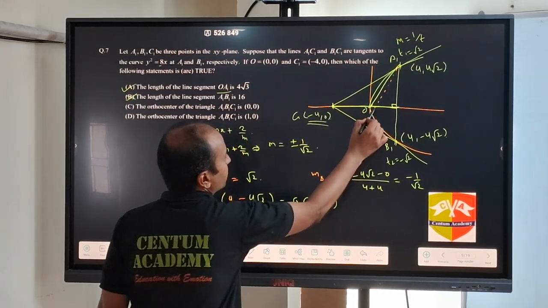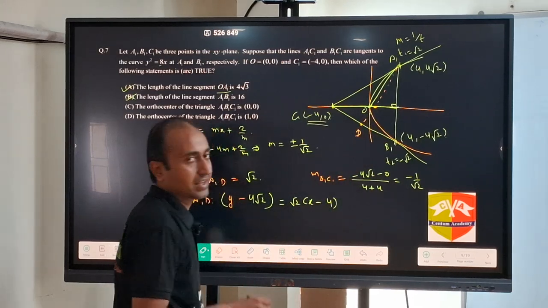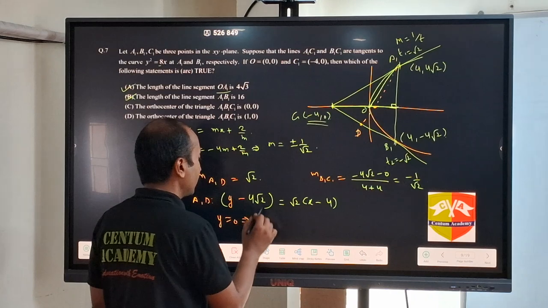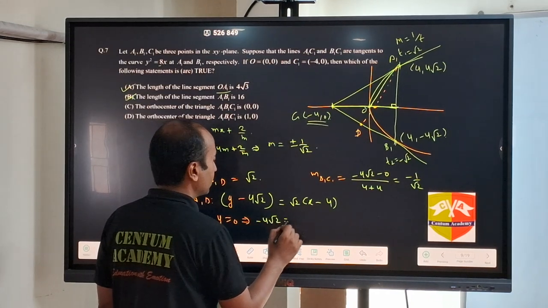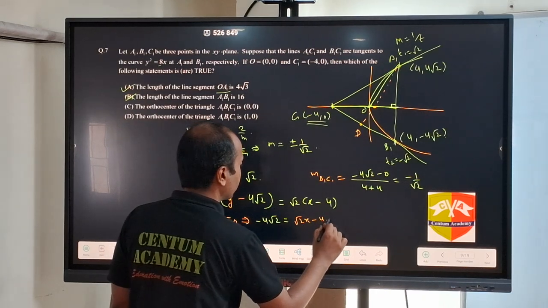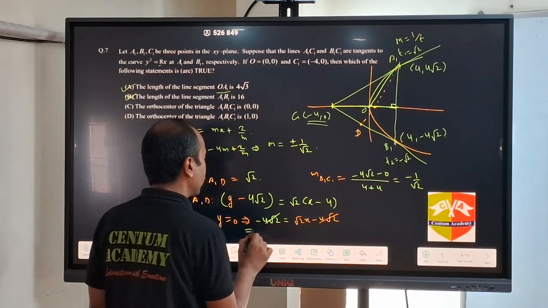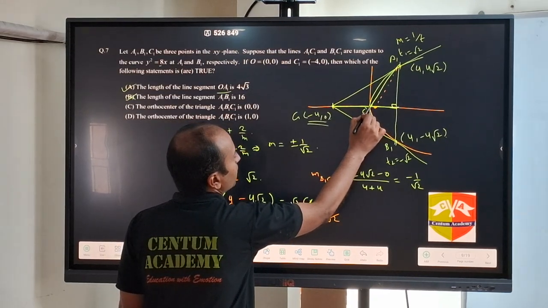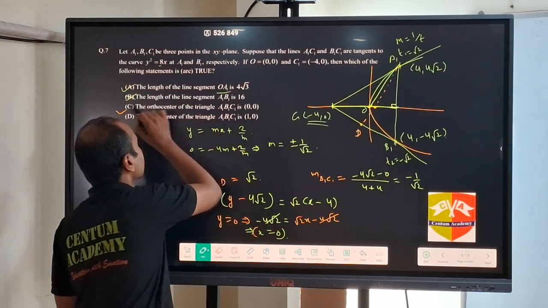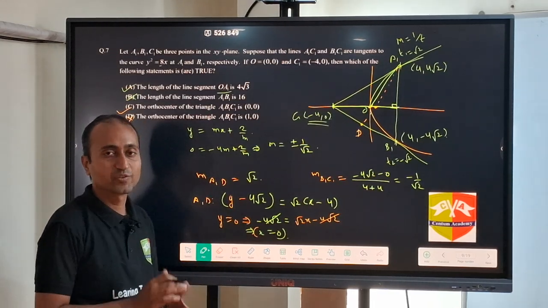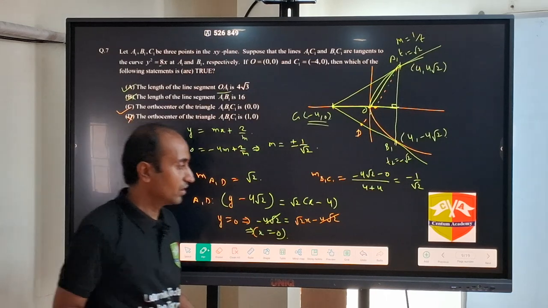Now we have to find its x-intercept. Where does this line cut the x-axis? X-axis equation is y equals to 0. If I put y equals to 0, I have minus 4 root 2 is equal to root 2 x minus 4 root 2. Minus 4 root 2 and minus 4 root 2 will cancel. I'll get x also as 0. So this point actually coincides with the origin only, and the orthocenter of the triangle is 0, 0. Then option D is clearly false. All right.